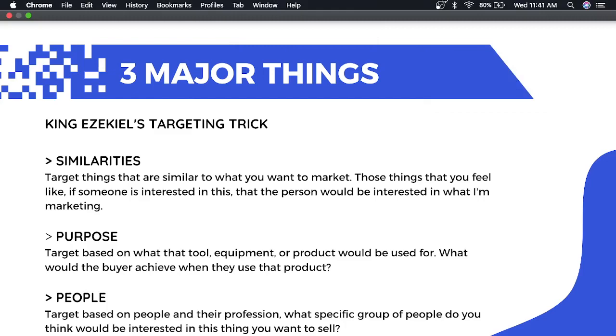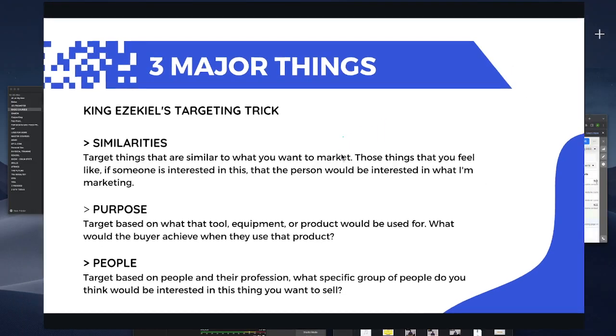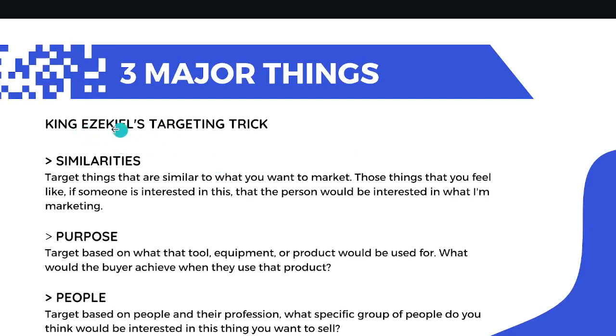I call it King Ezekiel's targeting trick. Good. Then, you see that I've added it. King Ezekiel's targeting trick or tricks. So I use similarities, purpose, or people. Now let me explain better.